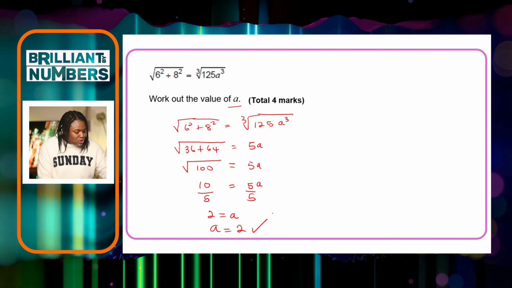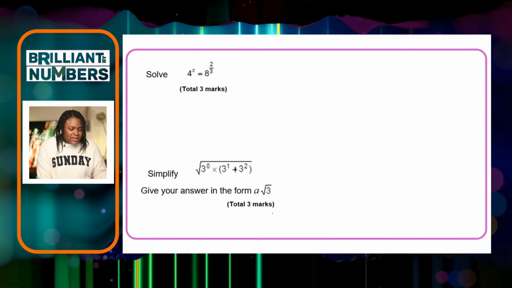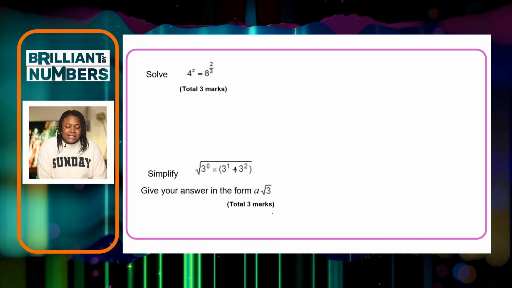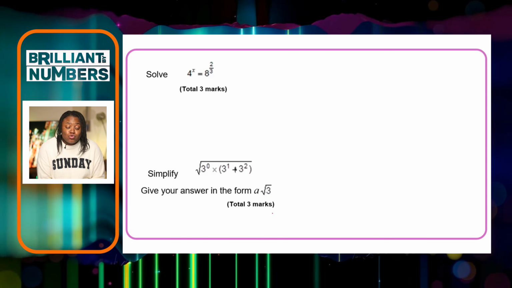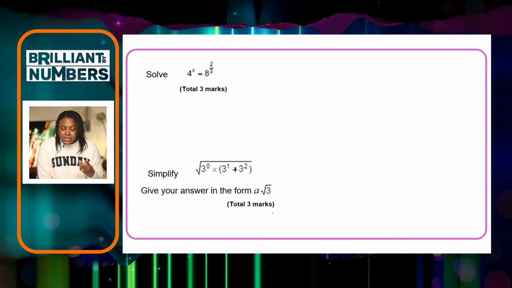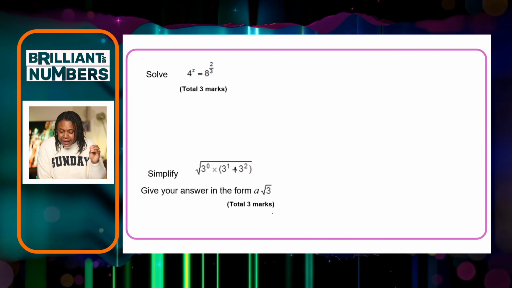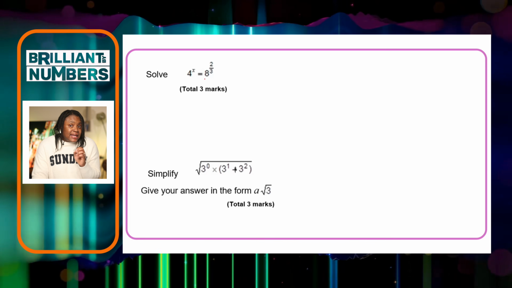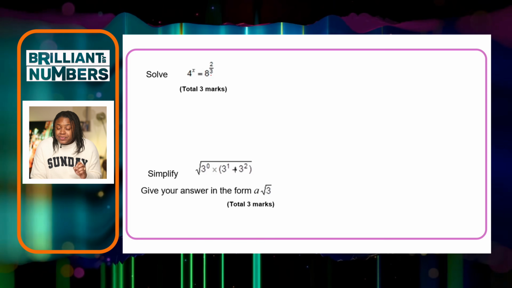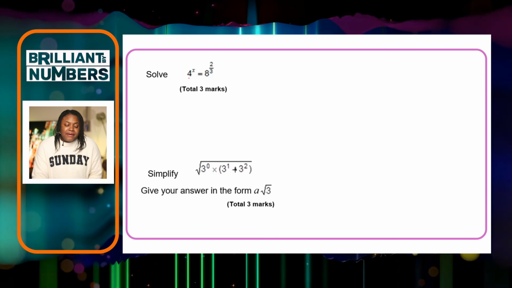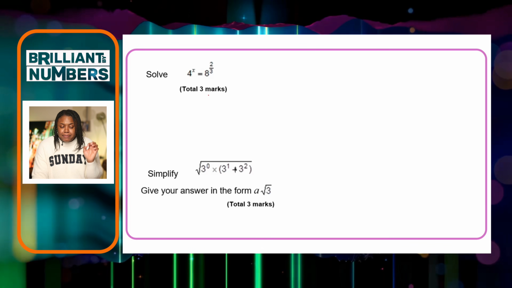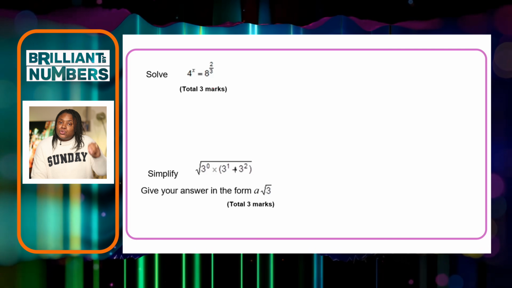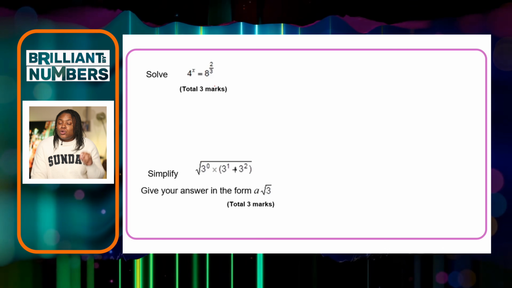Okay, so now we go to another question. So this time we are asked to solve 4 to the power of x is equal to 8 to the power of 2/3 for 3 marks. Solve means to get a value for x. So let's go. First of all, remember, we can only equalize our bases if they are the same. So I have to rewrite 4 and 8 in a common base, and that common base is 2, since 4 is 2 squared and 8 is equal to 2 cubed.